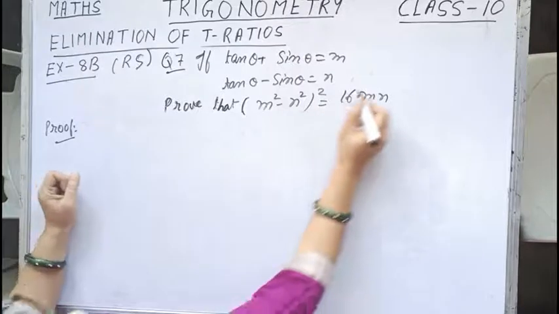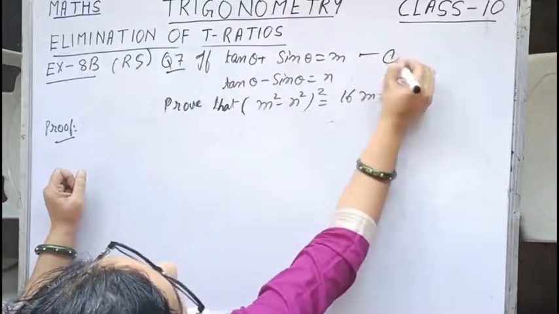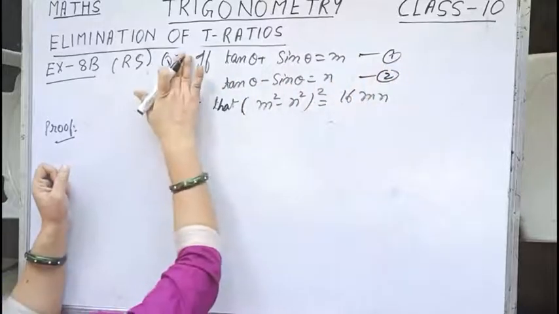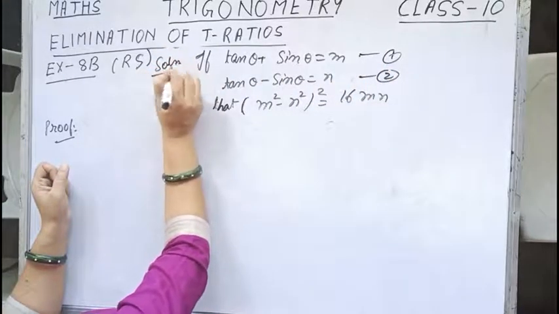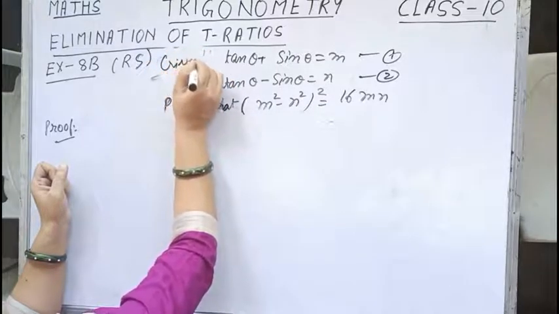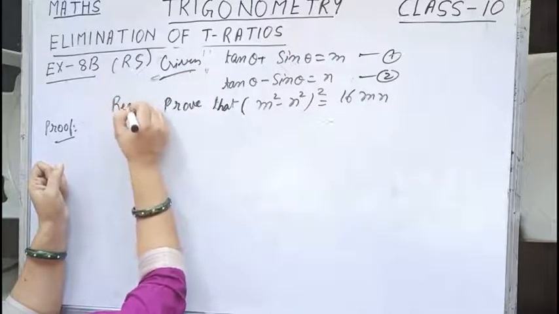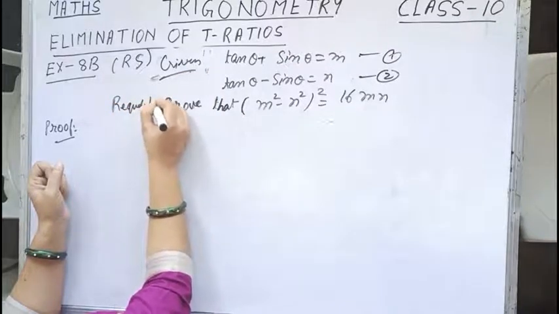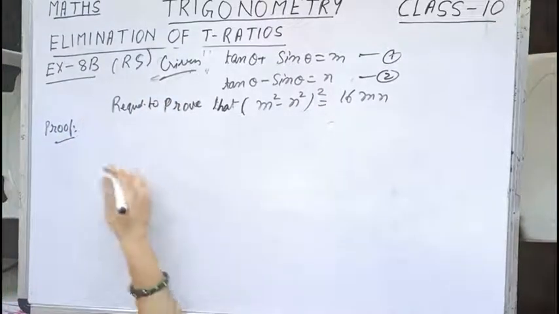So over here I am making equation number 1, equation number 2, and after writing the question I am writing the solution only. Given part I am writing: given this one, and required to prove. Okay, then the proof will start. So you will start the solution like this.